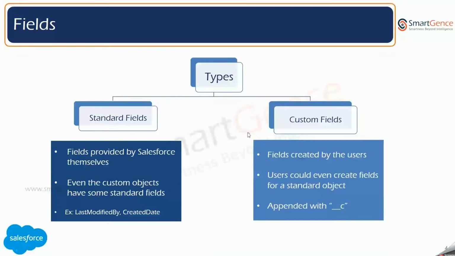Next is fields. Fields are of two types: standard fields and custom fields. The definition is pretty similar. The fields provided by Salesforce themselves are standard, and the ones created by the users are custom fields. Even the custom objects have some standard fields, like created date, created by, last modified date and so on. Similarly, we can also create custom fields for standard objects. Again, it can be differentiated using the unique API name being appended with underscore underscore C for a custom field.